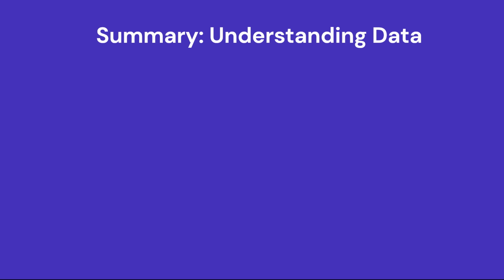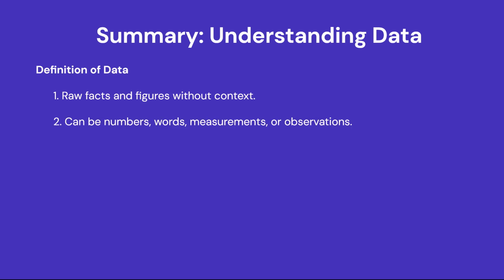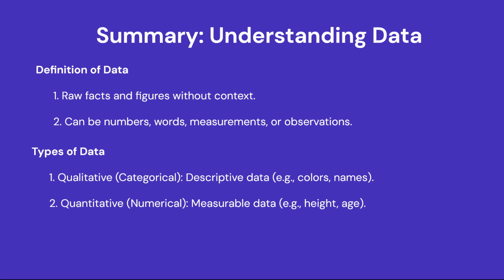Summary: understanding data. Definition of data: 1. Raw facts and figures without context. 2. Can be numbers, words, measurements, or observations. Types of data: 1. Qualitative, categorical descriptive data, example colors, names. 2. Quantitative, numerical measurable data, example height, age.